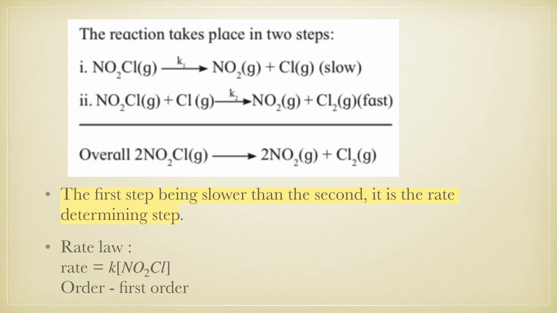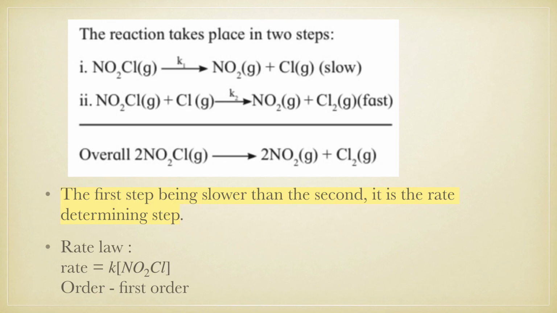Okay, so the first one is NO2Cl going to NO plus Cl, which is the slowest step, and the next reaction is NO2Cl plus Cl going to NO2 plus Cl2. This is the first reaction. Okay, so overall we will get what? 2NO2Cl gives 2NO plus Cl2. That means I have added the first and the second reaction.